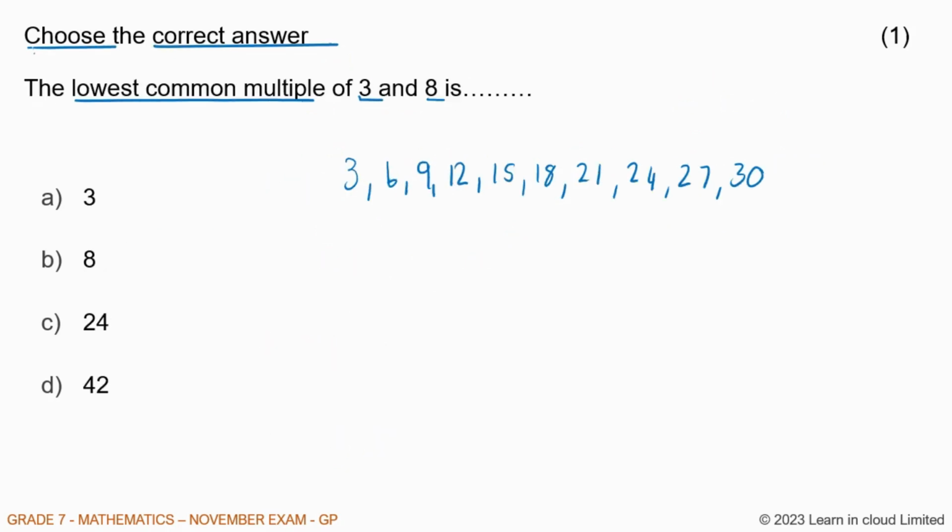We're going to have 8, 16, 24, and then we have 32. So as you can see, the value 24 is common for both our multiples of 3 and our multiples of 8. And we can see that it's the lowest common multiple. Therefore, our lowest common multiple of 3 and 8 would be 24, which matches option C. Therefore, our answer would be C, 24.